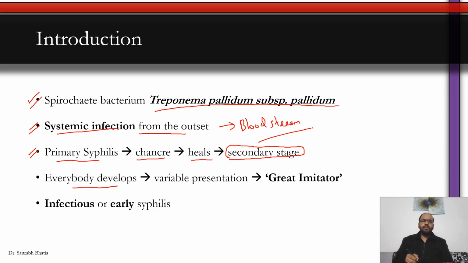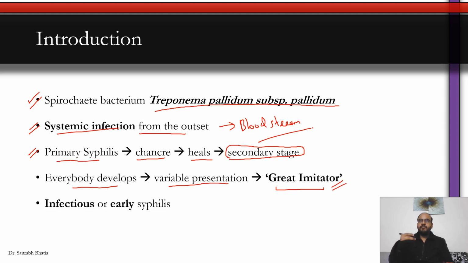There can be multiple reasons for that. But if the treatment is not given, everybody develops the secondary stage. There is variable presentation because nearly all organs can be affected, and we can have different kinds of manifestations depending on what organ system is being affected. Okay, that is why syphilis is known as the great imitator.